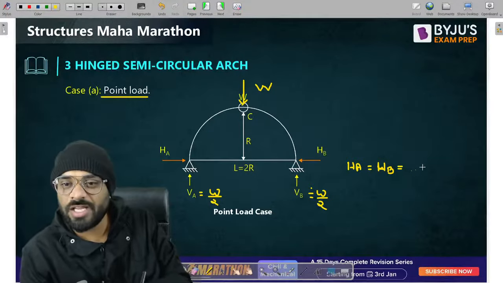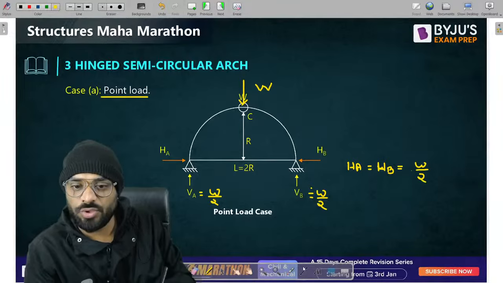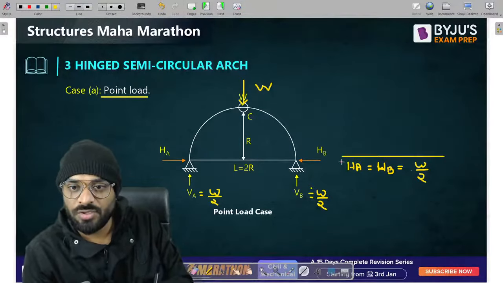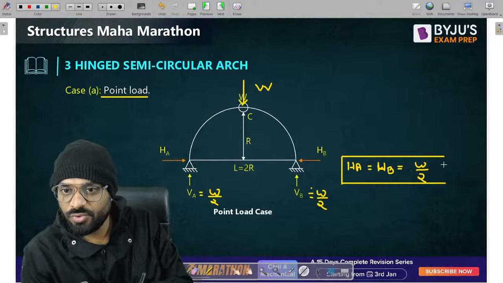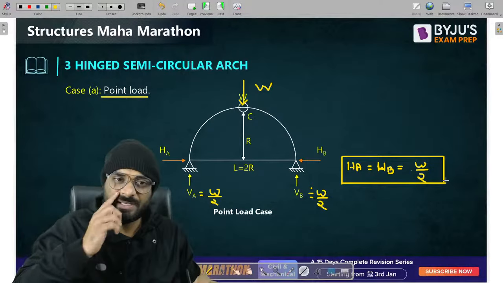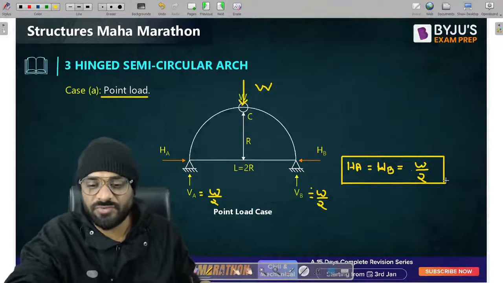It is W by 2. Very easy, yeah? W by 2. The same value is valid, right?